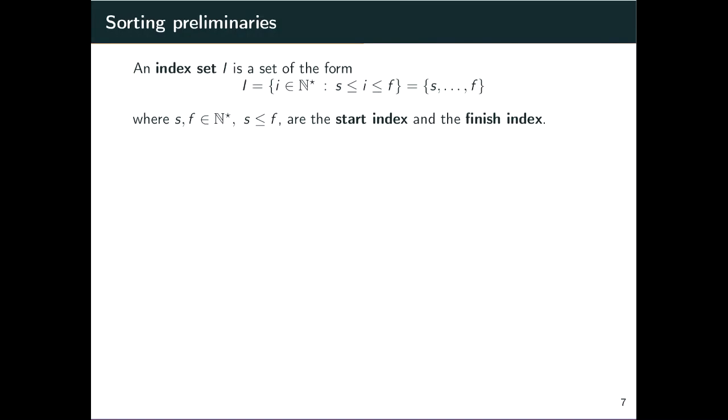We're going to have to introduce a fair bit of notation to work with sorting algorithms, so bear with me a little bit. The first thing we've got is an index set. It's going to be some finite set of the non-negative numbers. We don't want to be indexing over and trying to sort an infinite set. So I is just the numbers between S and F, and we're going to call S the start index and F the finish index. So if I is 3, 4, 5, 6, then S is 3 and F is 6.